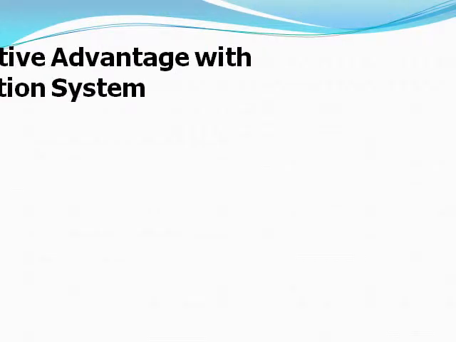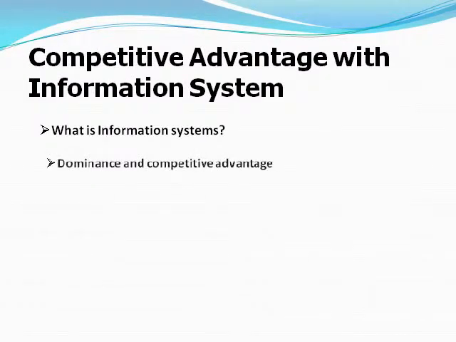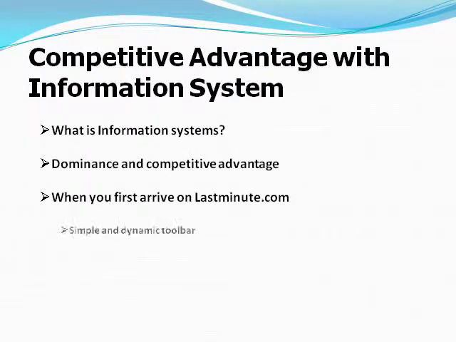What is an information system? As quoted by Laudon, an information system is a set of interrelated components that collect and process data. A system is a set of interrelated entities that work together to achieve a common goal. Information is data in a particular context.